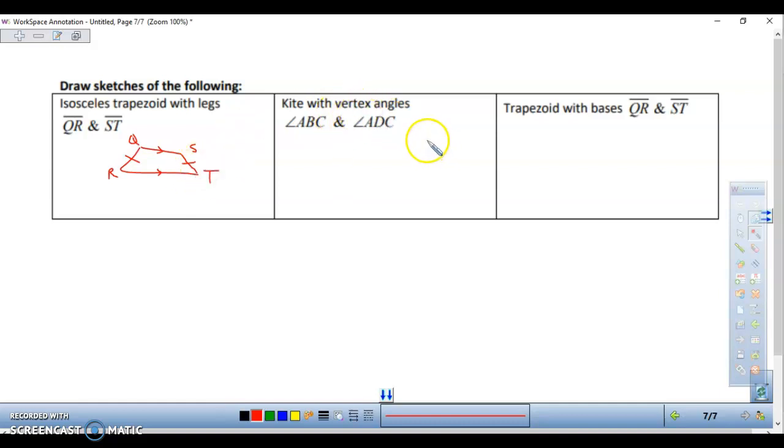A kite. So I'm going to start by drawing my kite. Again, I know I suck at drawing straight lines on this thing, but check it out. Here's my kite. And it says the vertex angles need to be A, B, C. So look, A, B, C, vertex angle between the congruent sides. And then angle ADC. There we have it. And then the last one here is trapezoid. Doesn't say it needs to be isosceles, so I won't mark it as such. With bases QR and ST. Here we go. Bases are the parallel sides.